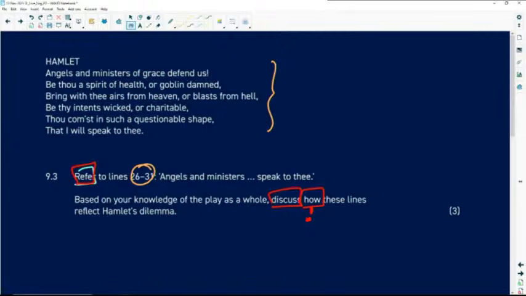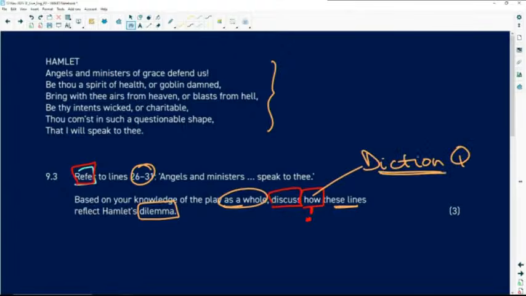Right, knowledge of the play as a whole, okay, how these lines reflect Hamlet's dilemma. Obviously, we need to understand dilemma. Dilemma is a situation where you do not know what to do. You're in such a difficult position, you do not know what choice to make. Now, how these lines, how? It's going to be a diction question. This is how. You look at the words.